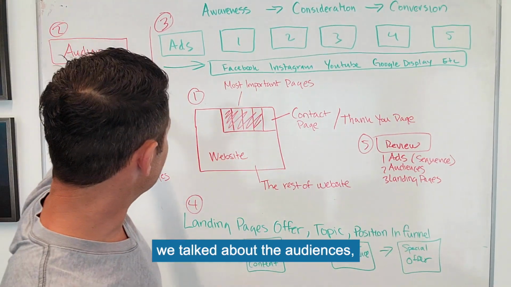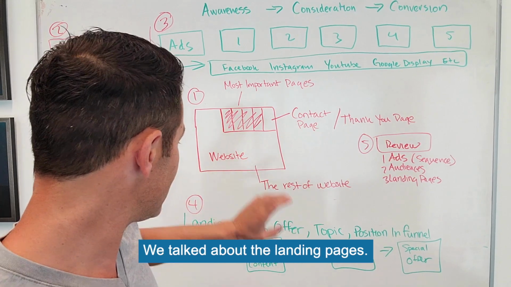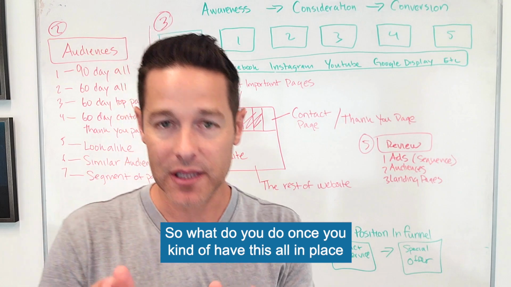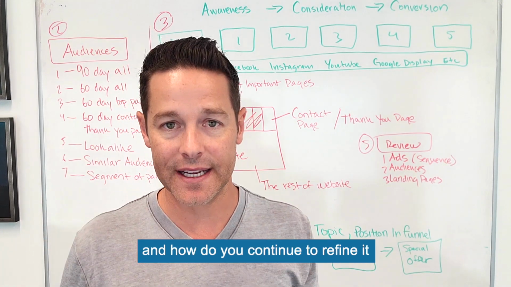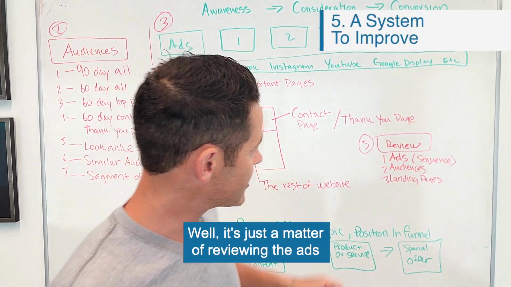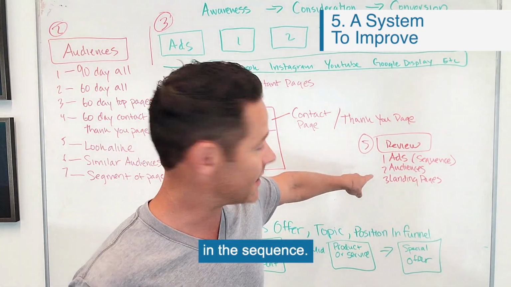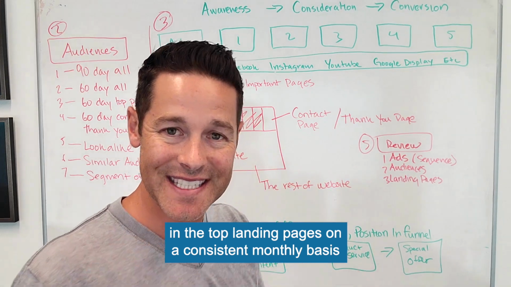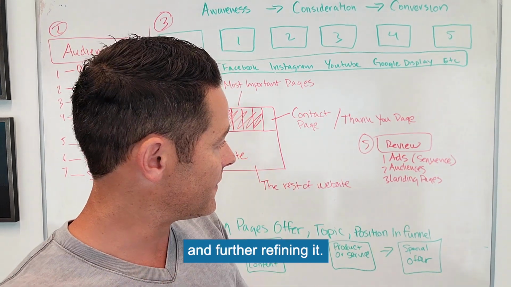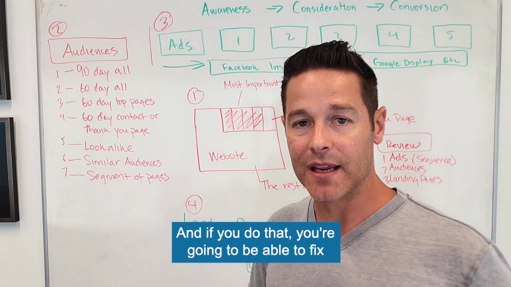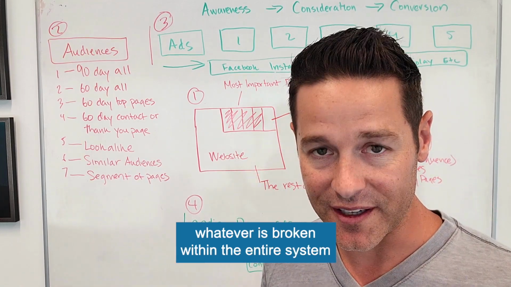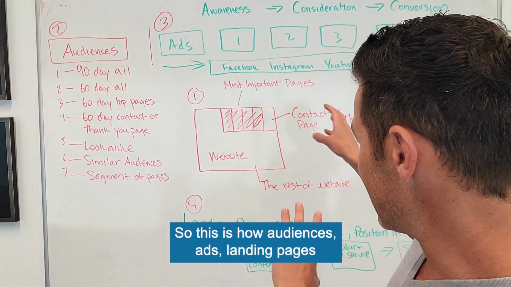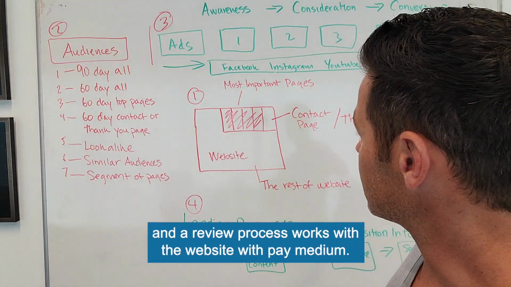Okay, so we talked about the website. We talked about the audiences. We talked about the ad sequence. We talked about the landing pages. So what do you do once you kind of have this all in place, and how do you continue to refine it and get better over time? Well, it's just a matter of reviewing the ads and the sequence. It's a matter of reviewing the audiences and the top landing pages on a consistent monthly basis and further refining it. And if you do that, you're going to be able to fix whatever is broken within the entire system that you've created. So this is how audiences, ads, landing pages, and a review process works with the website with paid media.